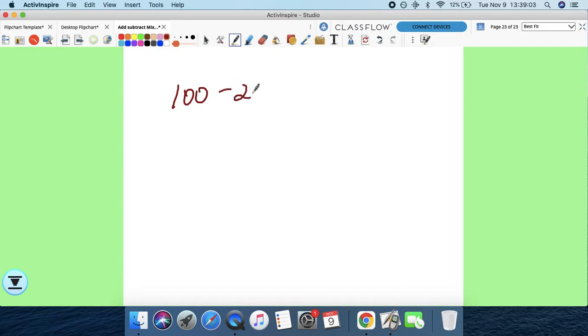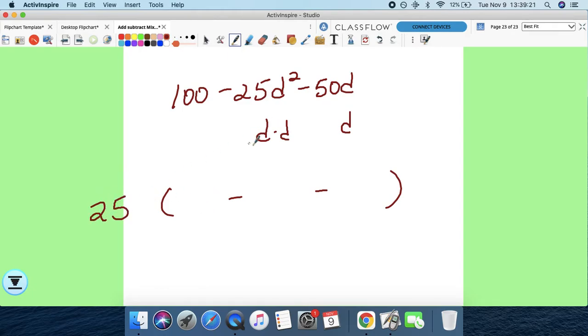100 minus 25d^2 minus 50d. Okay, there's 2 d's here, there's 1 d over here, no d's over here. What do they share? What's the greatest common factor? The greatest common factor is 25. Do they share any variables? No, because this term doesn't have variables, so I don't have to worry about that.